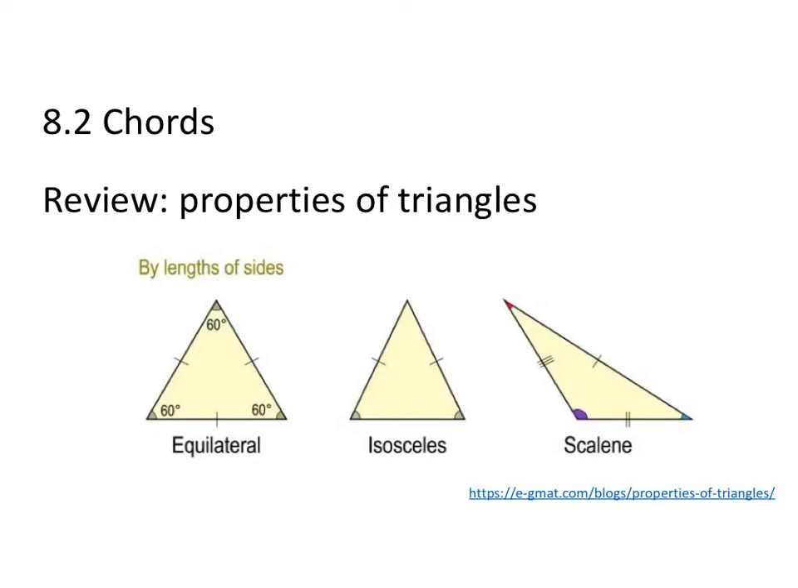So remember, an equilateral triangle means that all three sides are equal. They're all the same. And remember, we can represent that by using a dash to show that they are all the same length. And if all of our sides are the same length, all angles will also be the same. So they'll each be 60 degrees.